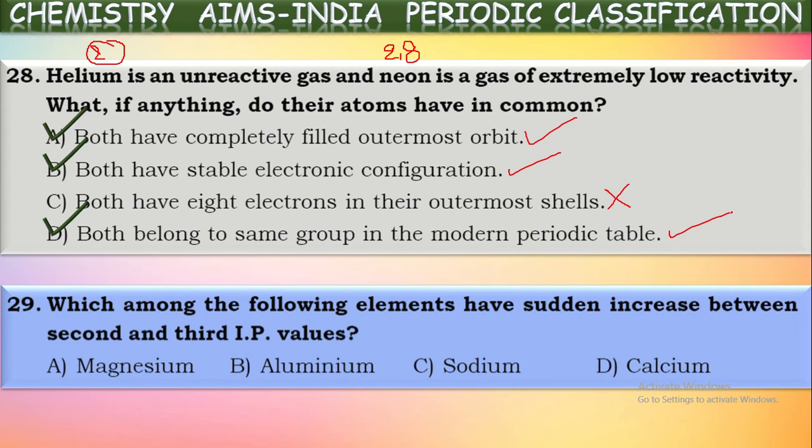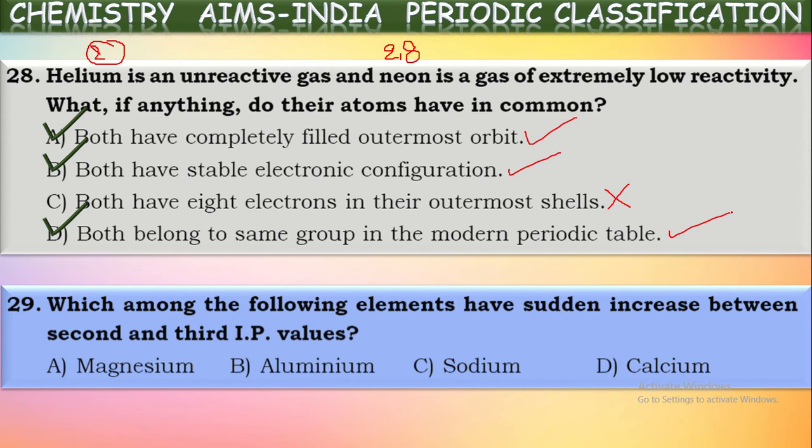Let us see once again what they asked. Which among the following elements have sudden increase between the second and third IP values? Yes, that's the same. So for the third IP value to be much greater than the second, the element should have two electrons in its outermost shell. By that, if it loses two electrons, it will attain the nearest noble gas configuration for its M2+ ion. So the removal of the third electron requires a large amount of energy when compared to the second and first. Now see here, the elements which have only 2 electrons in the valence shell will have this difference.